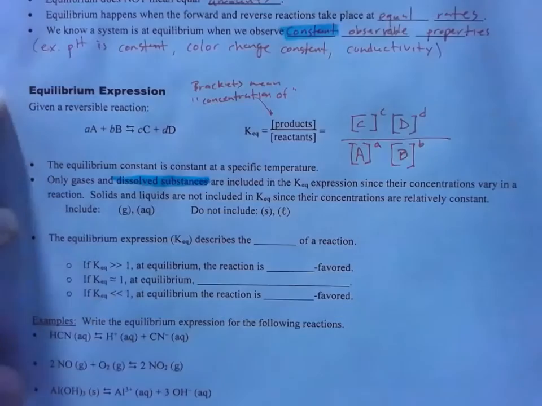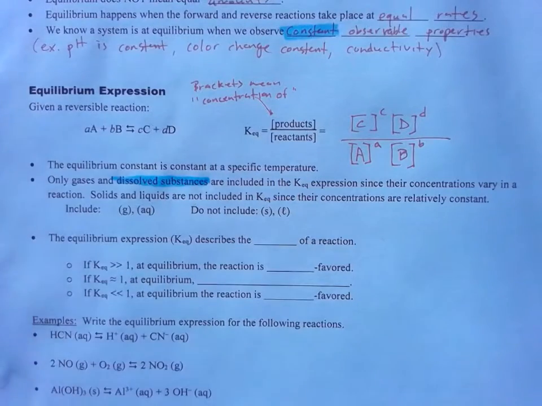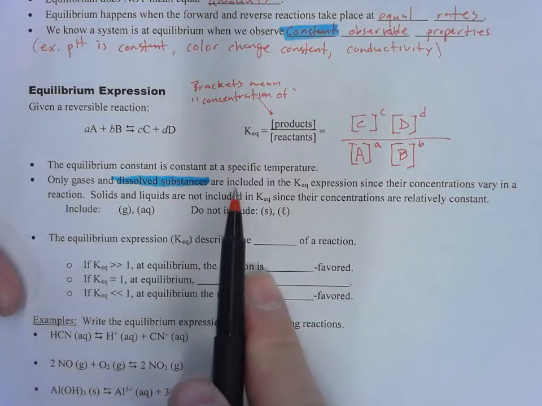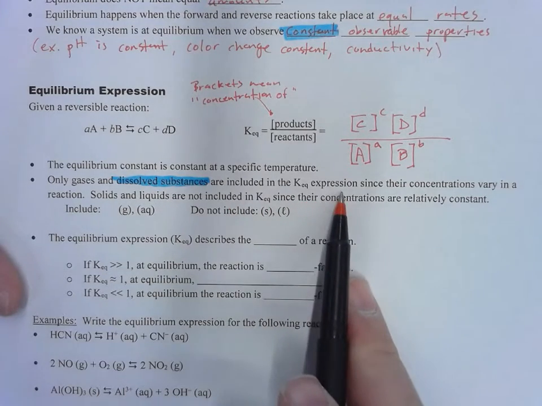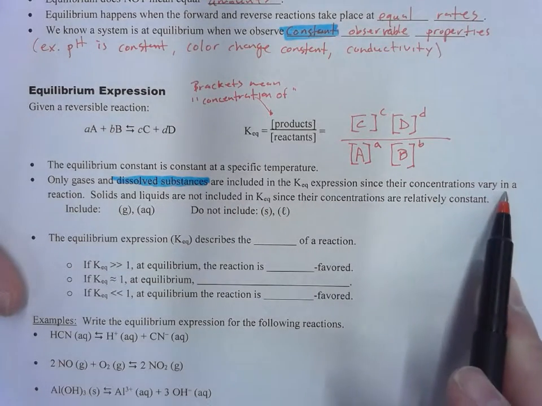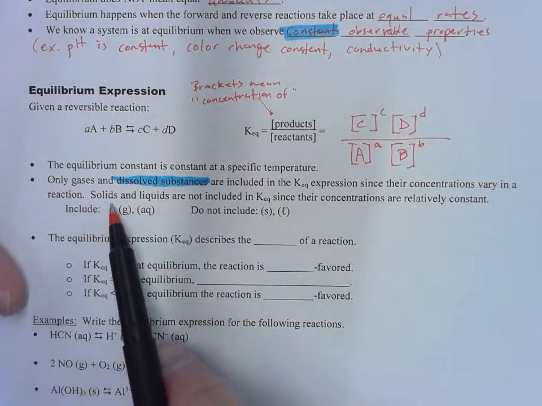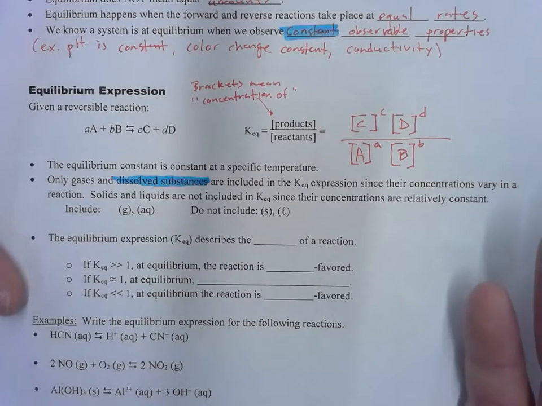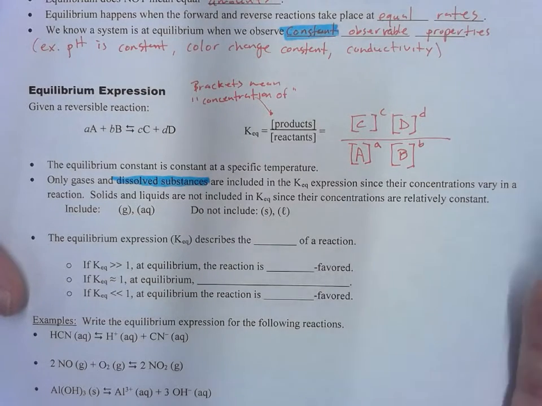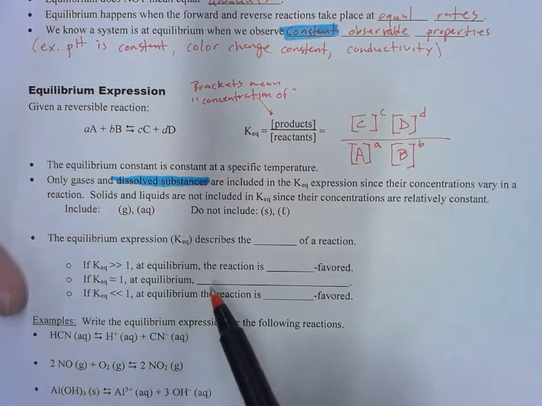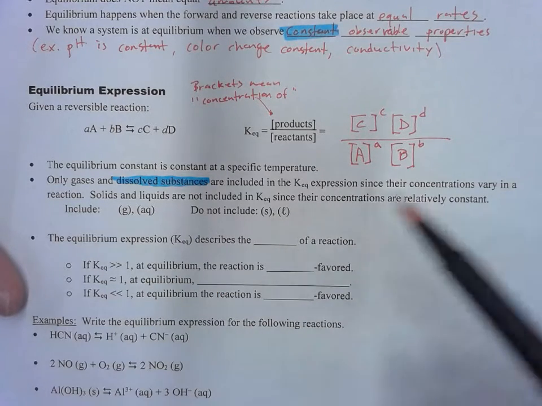Only gases and dissolved substances are included in the KEQ expression, since their concentrations vary in a reaction. Think about what that's saying now. Solids do not have different concentrations, do they? A solid is a solid. It's got a density, right? We know that the density of gold is what it is, and the density of copper is what it is, etc. What about liquids? Well, liquids are pure substances.